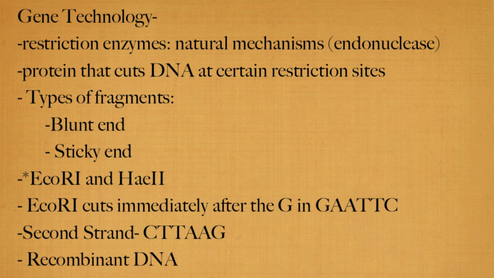Specifically for EcoR1, this enzyme cuts immediately after the G in the sequence GAATTC, and it reads simultaneously with the second strand, so it would cut in the same locations. So second strand is CTTAAG. The cut would be between A and G.